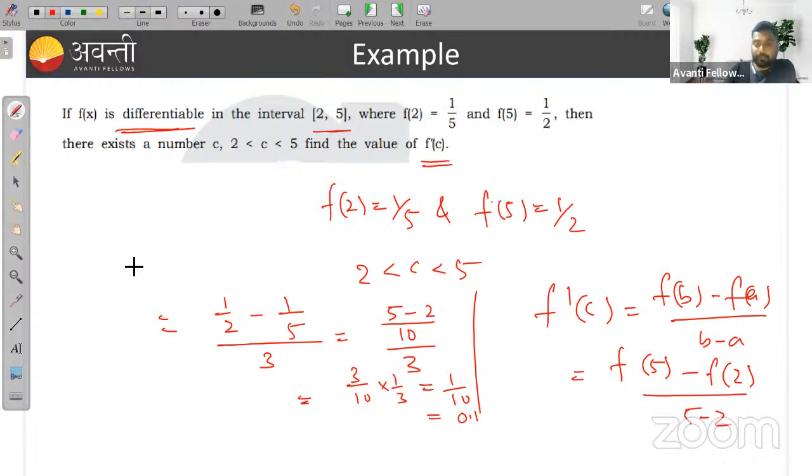Clear everyone? This is clear to all. Let's respond in the chat box whether it is clear to all or not. Yes. Sure. Let's move.